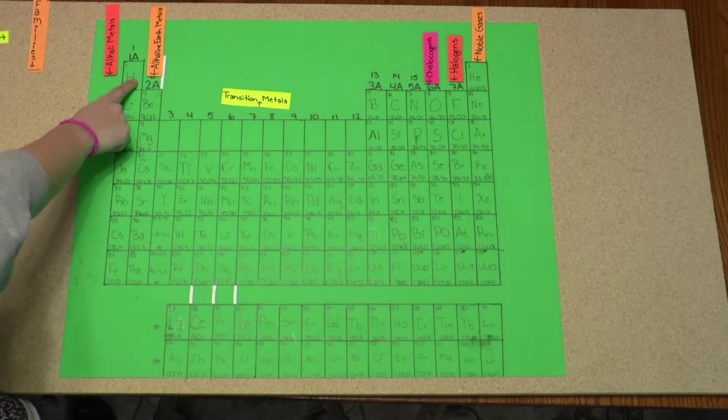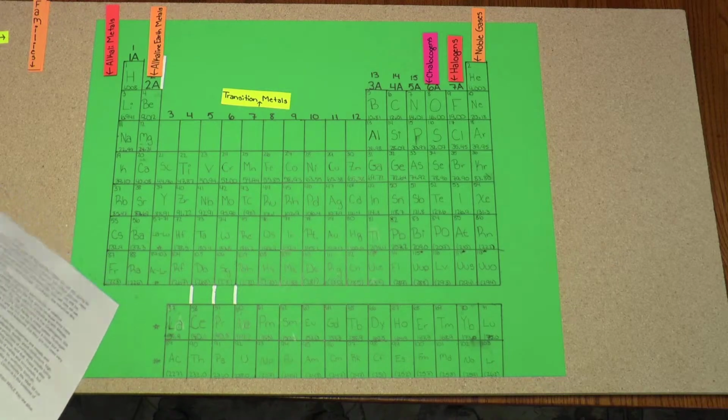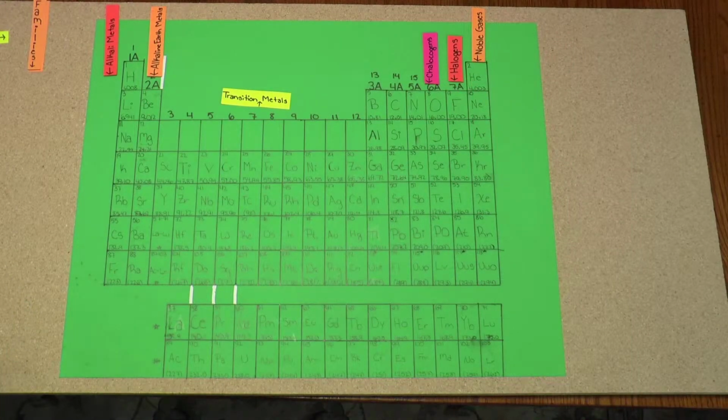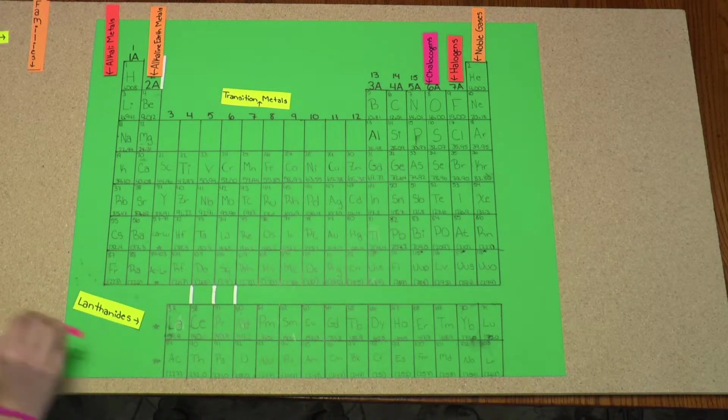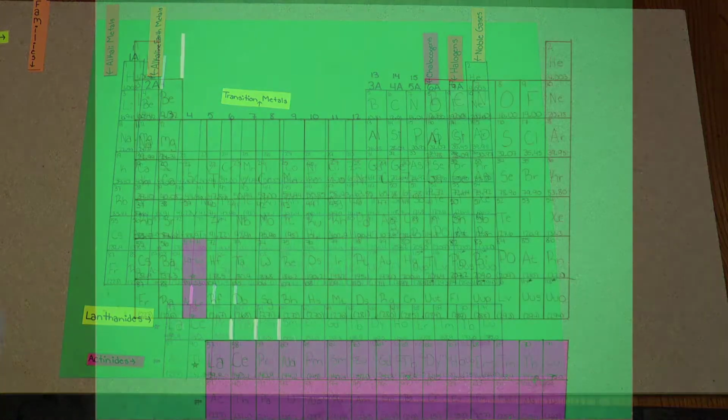Hydrogen is an exception because at room temperature it is a gas, so it is not considered a metal but a nonmetal. Now, the last two periods are called lanthanides and actinides, but they are not used very often.